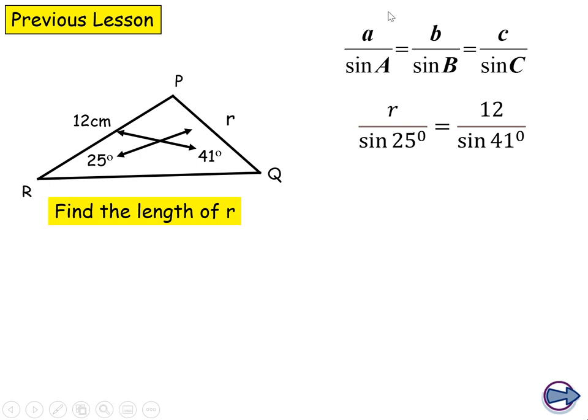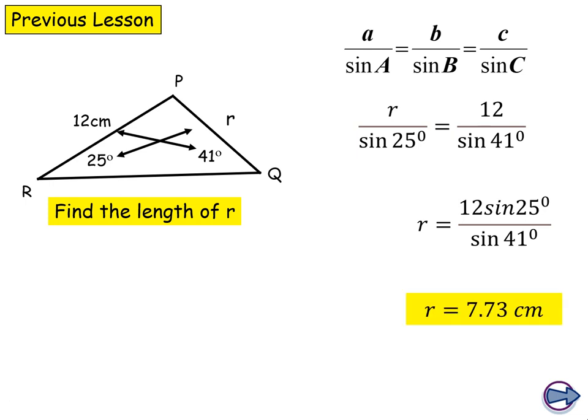And then how do you solve for R? Well, that's sine of 25 degrees. Because it's dividing there, that'll go over and multiply. So it becomes 12 multiplied by sin 25 divided by the sin of 41. Type that in your calculator, make sure your calculator's in degrees, and you should get 7.73. Now, we have covered that before, so that's not new.